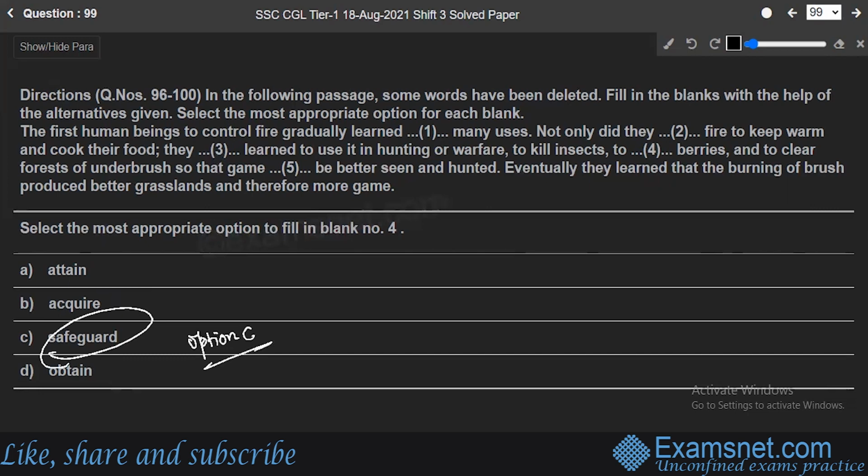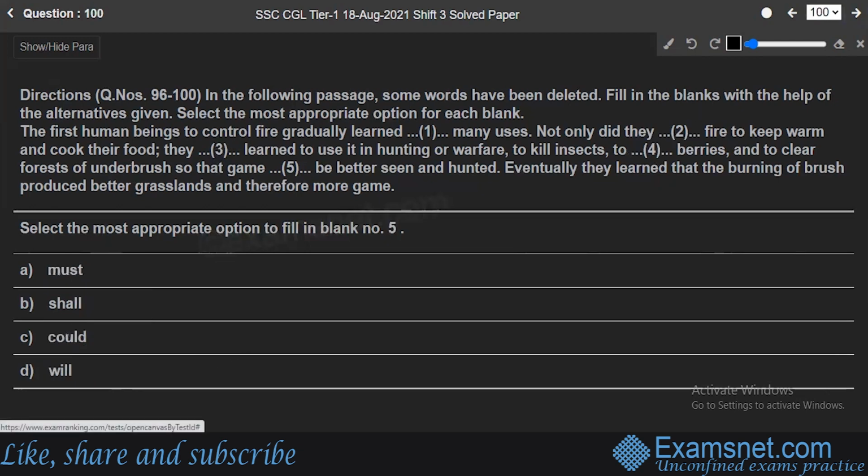So it will be like, not only did they use fire to keep warm and cook their food, they also learn to use it in hunting or warfare, to kill insects, to safeguard, that is to protect the berries, and to clear the forest underbrush, so that the game. So now for the fifth blank, let's move to the last question. So that the game shall be better seen and hunted, could be better seen and hunted, or will be better seen and hunted. What will come over here?